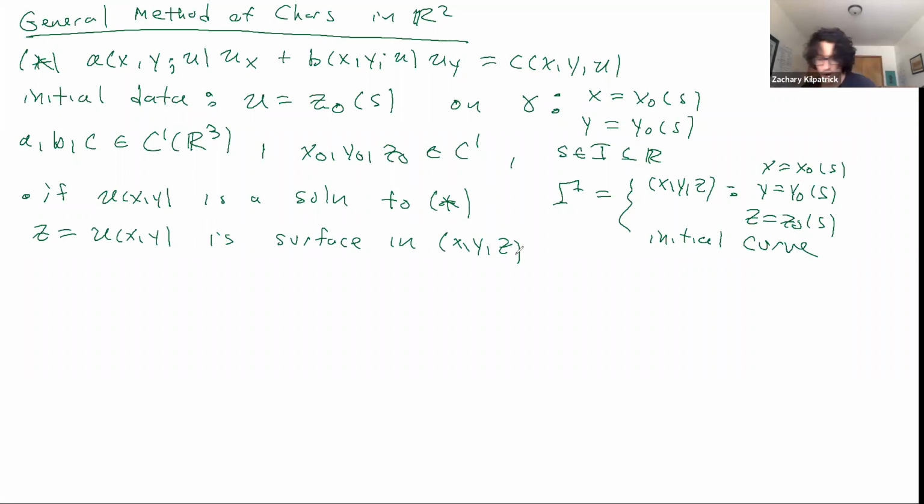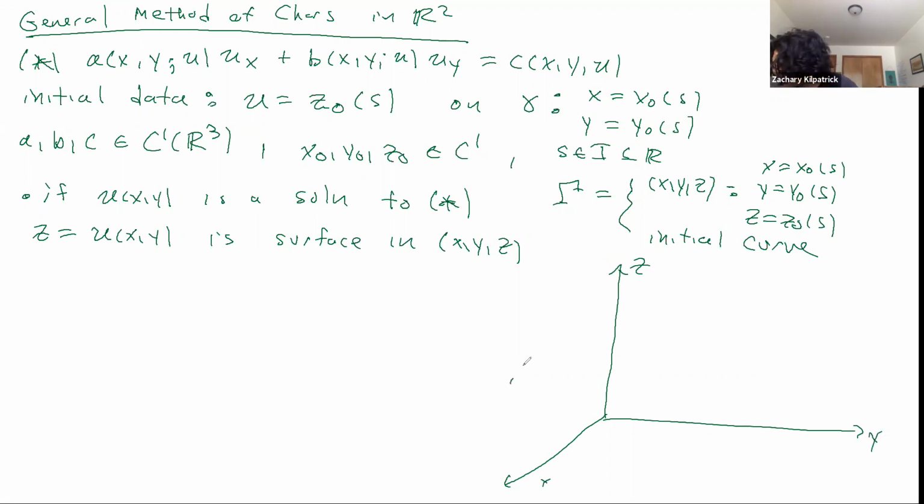So I'm going to try and draw this surface now. The idea is that we have z, this is our vertical dimension. We have x and y, and we have some initial data here. This is that capital gamma that I drew there. And as you move along this, you're moving in this variable s. This is the parameterizer of your initial curve, s.